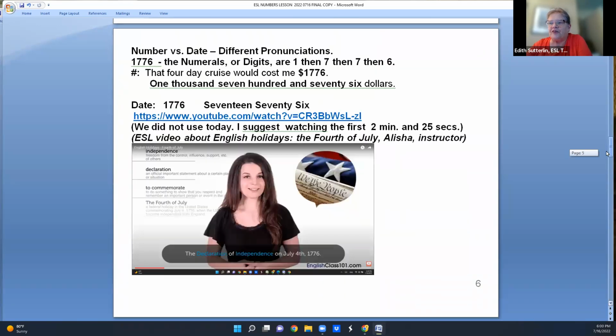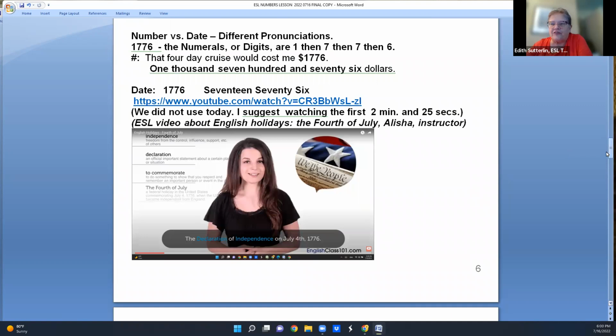So let's go back to the number versus the date, different pronunciations. When I see the digits or the numerals 1776, that's how I might say it on a phone number. But when I'm talking about a number, like counting my money or how much something costs, I would say that 4-day cruise would cost me $1,776. 1,776 is how I would say the number. But when I'm using a date, I would say 1776. So something happened in 1776.